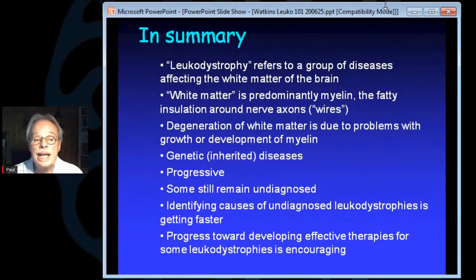So with that, I'm going to end. And if there are any questions, we only have a few minutes left. But I hope that this has provided you with a broad overview, at least, of what leukodystrophy is. And my email is on the title slide. So if you go back to the beginning of this, if you have any questions that I can answer, I'd be more than happy to.